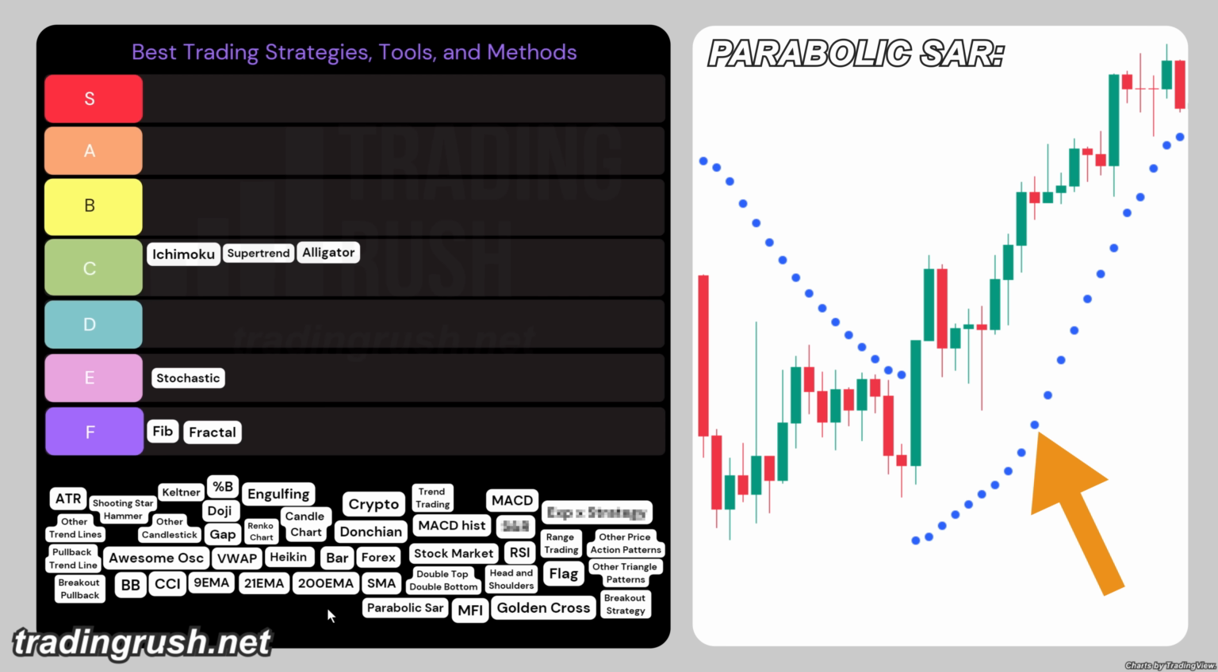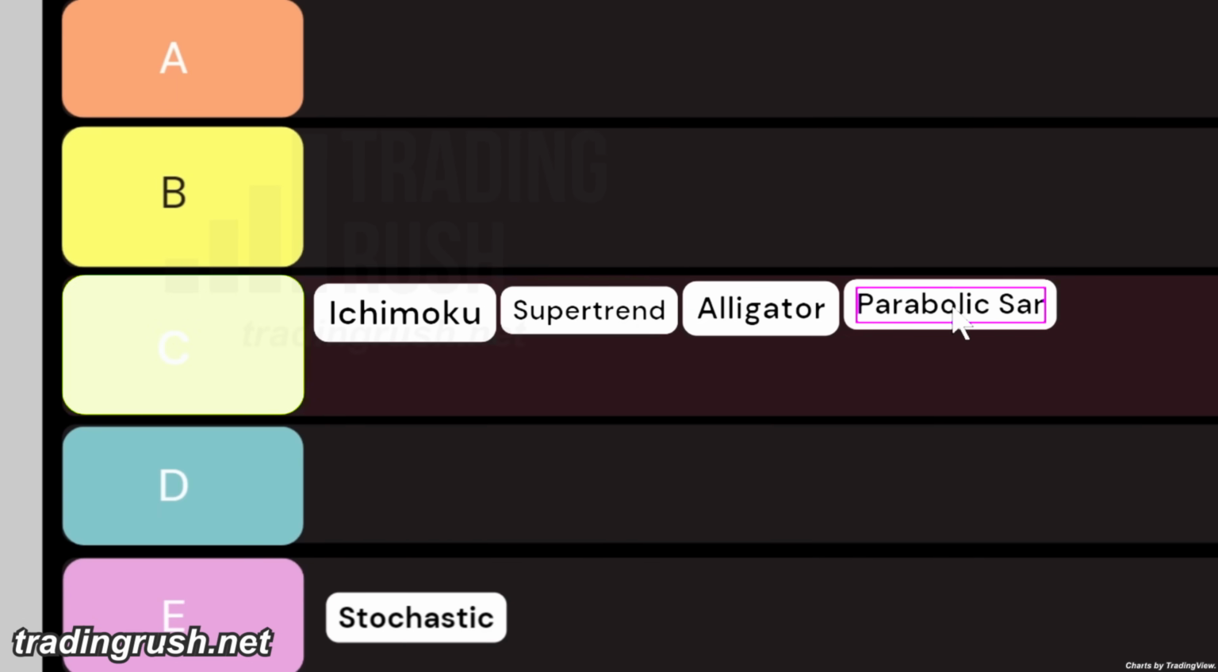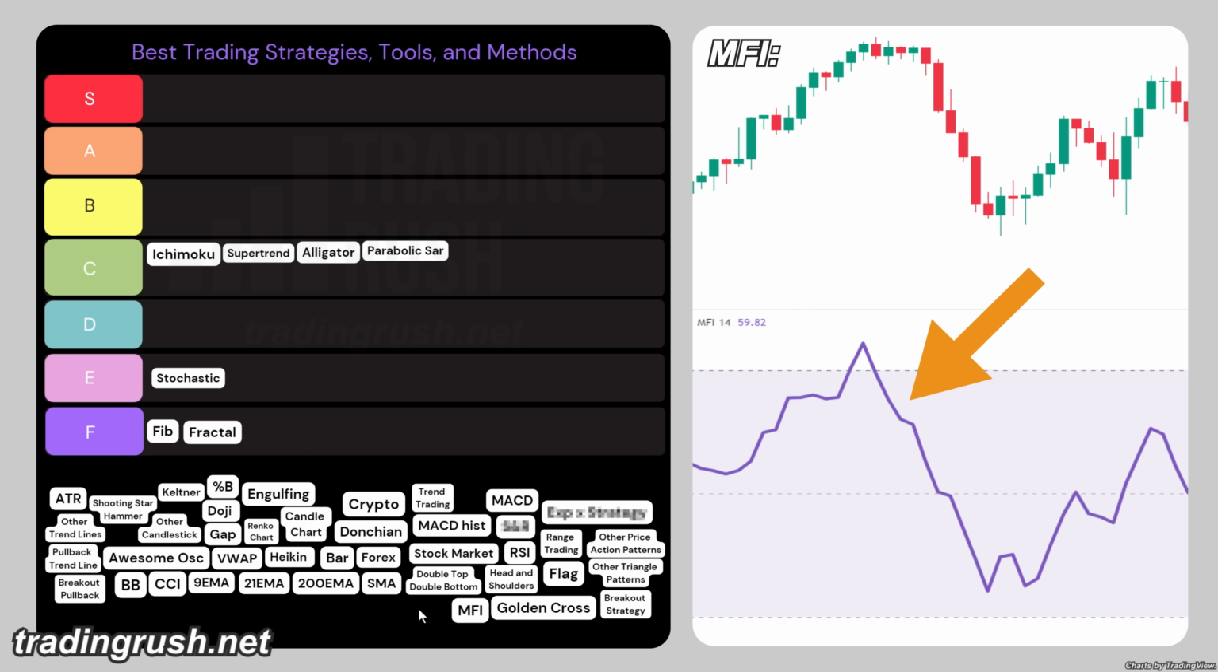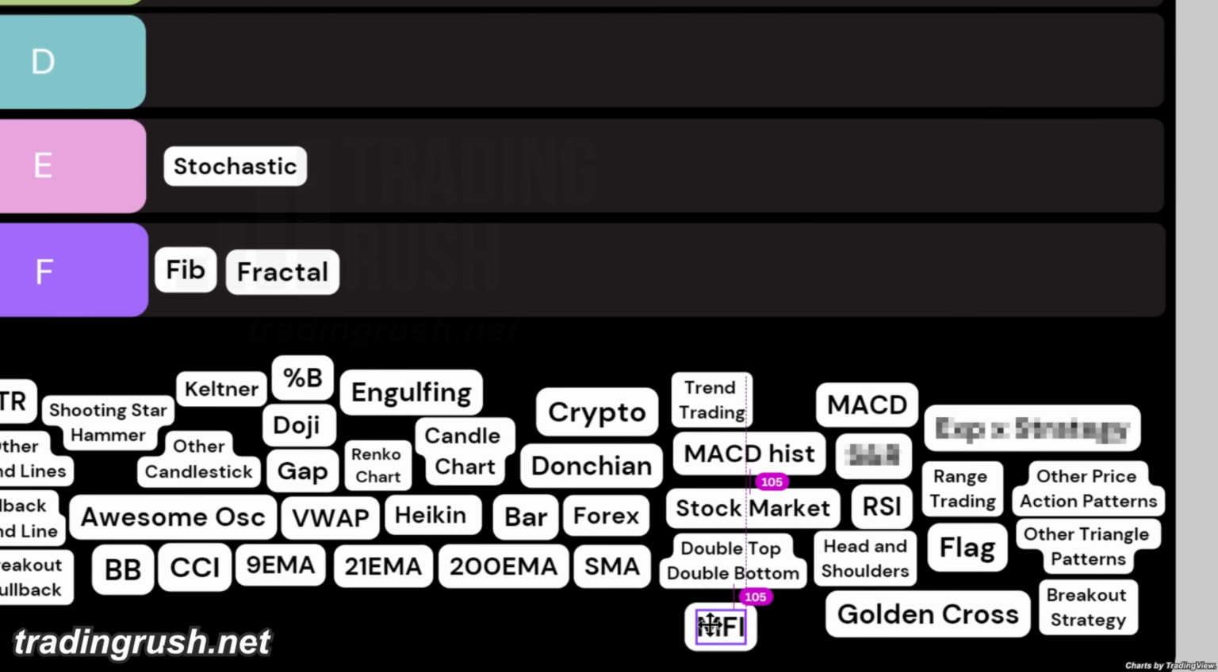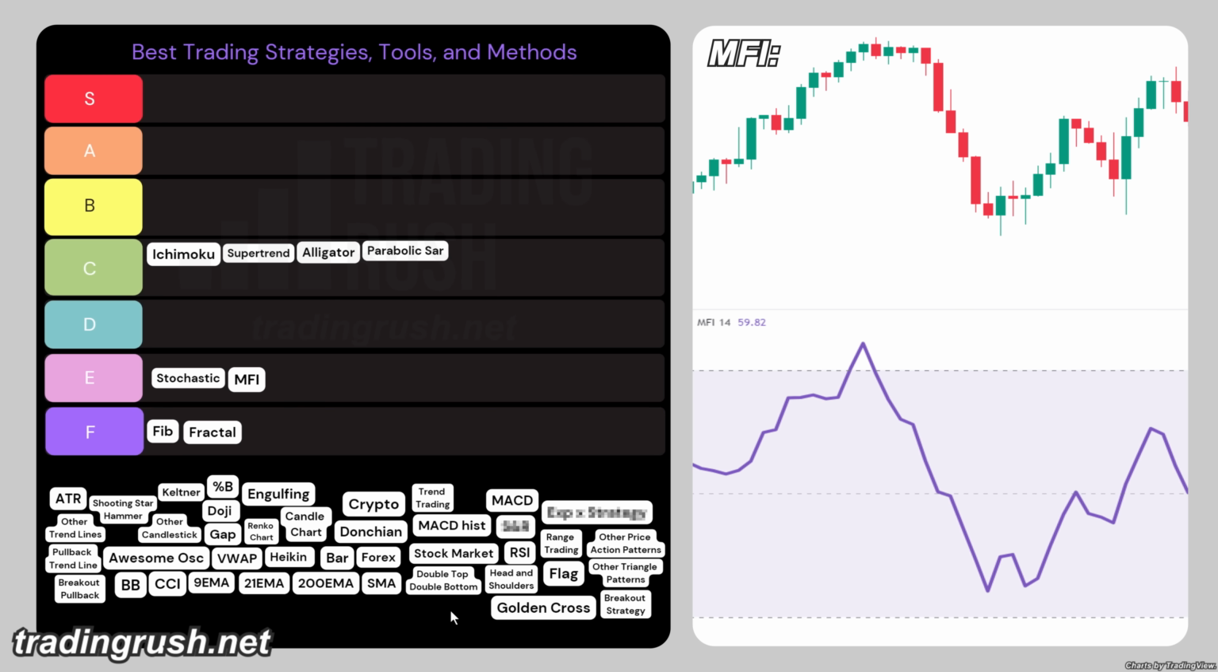The next one is the parabolic SAR. This indicator is mainly used for setting good stop losses, and to be honest, it does its job very well. I would put it in the C tier. Money flow index is the next one, and let's just say it doesn't flow money in the pocket that well. I would place it in E tier next to stochastic.